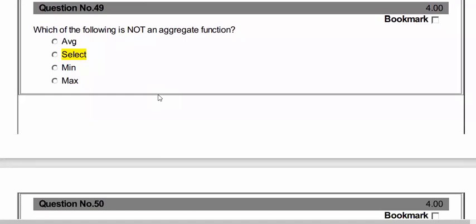Which of the following is not an aggregate function? Option B is right, select. Select is not an aggregate function. All the remaining, that is average, min, max, are aggregate functions.